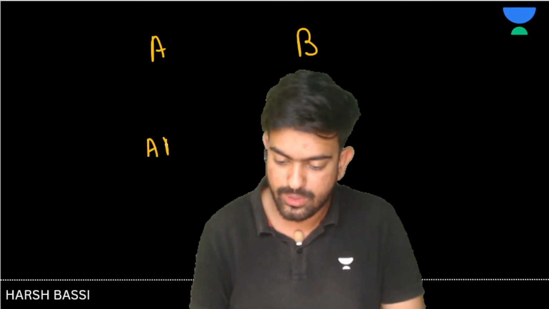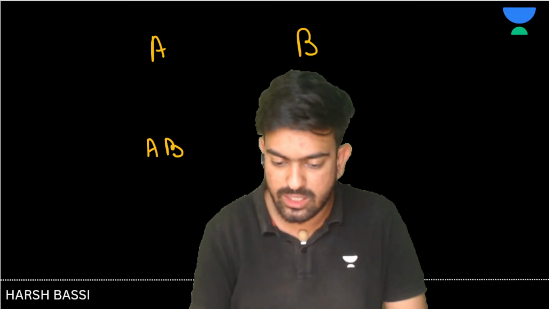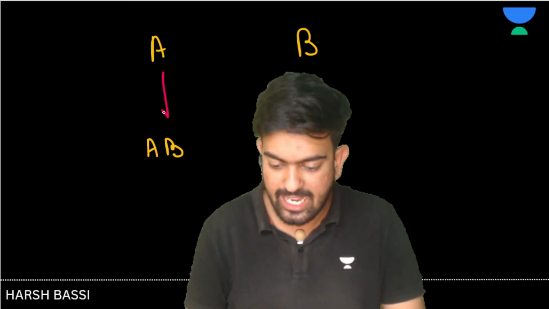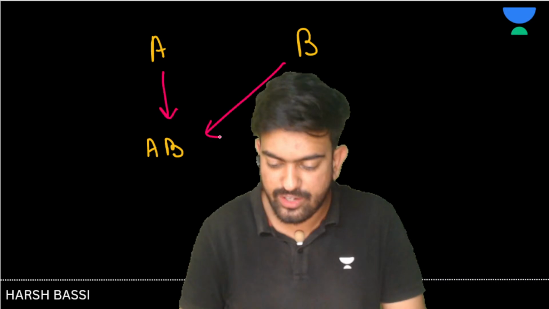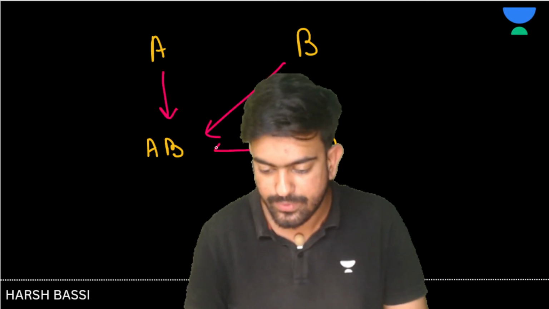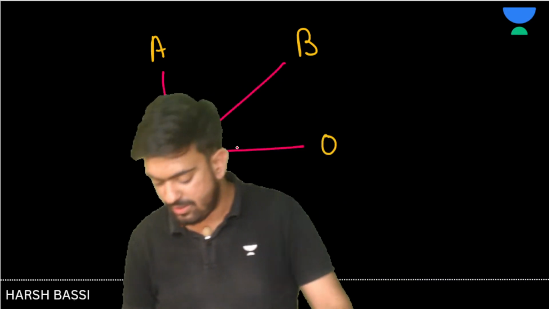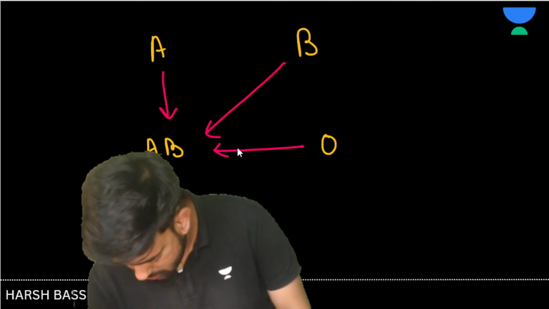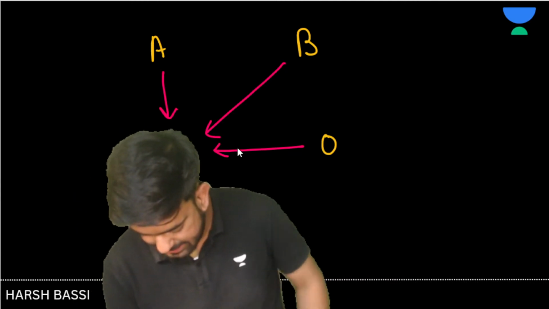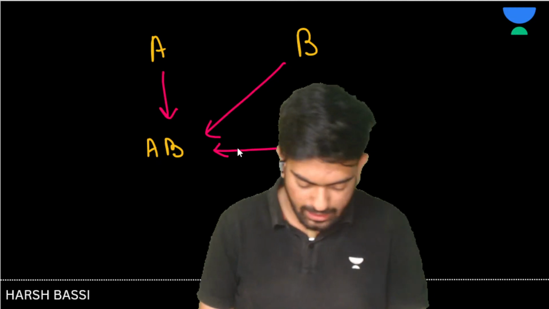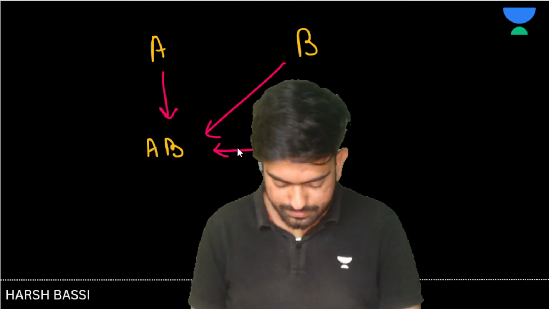Let me know in the comment section if you have any doubts in this thing. AB is a universal recipient. Okay. Chalo. Great. Gandharv, any doubts? Shivesh, any doubts?